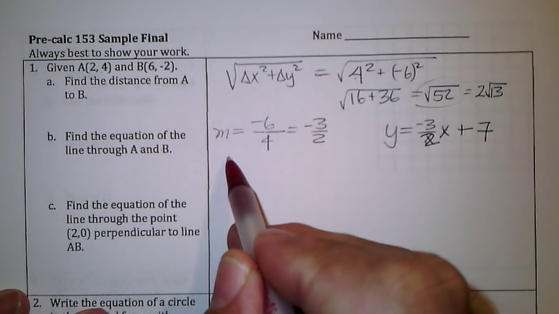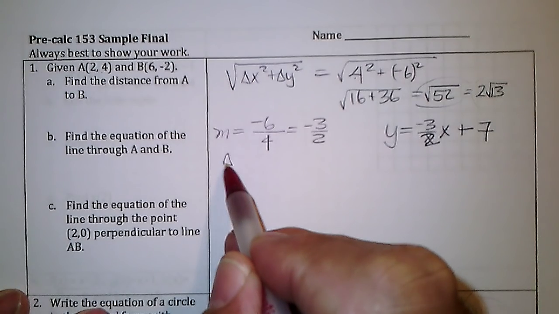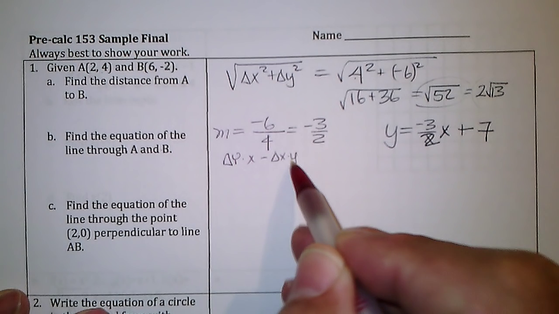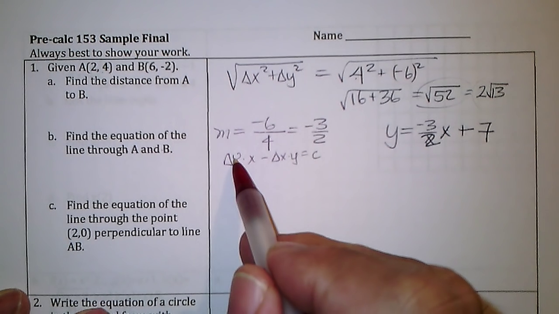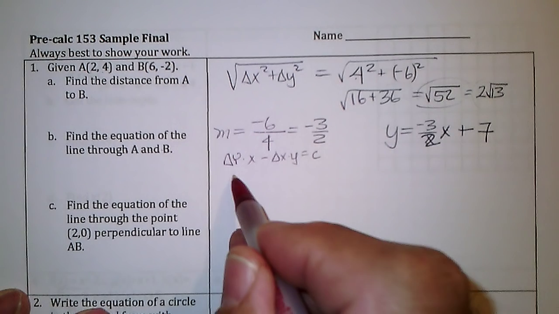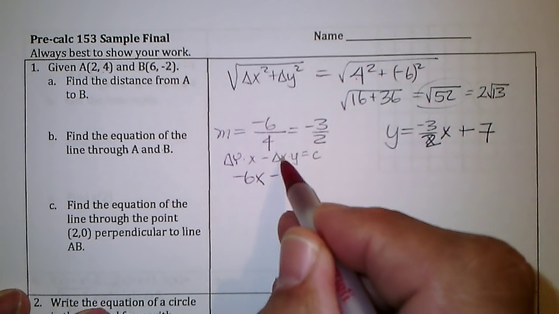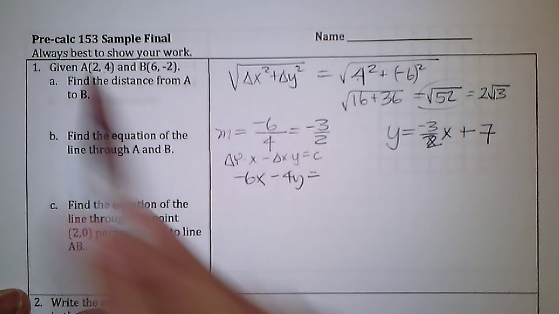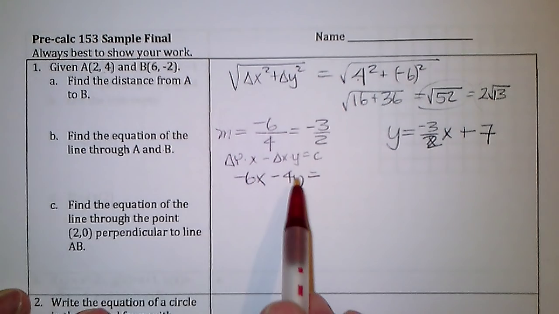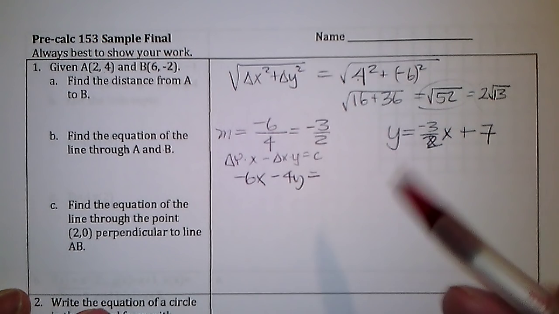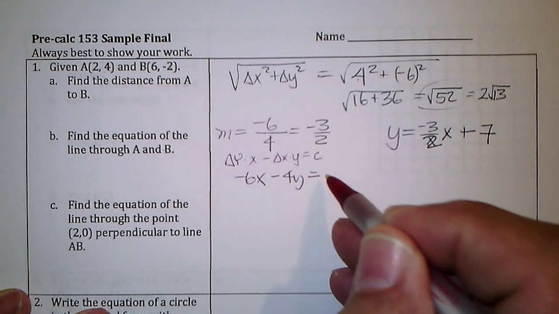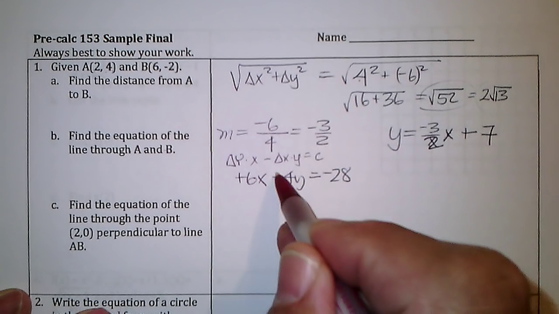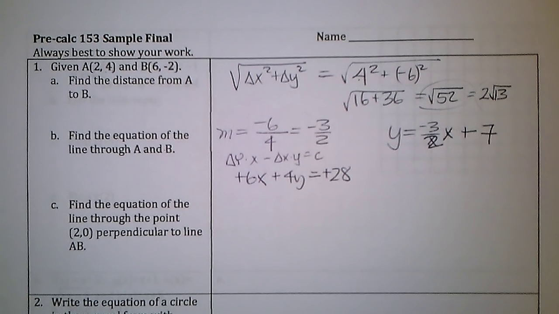If I did it with the change in y times x minus change in x times y equals a constant, that would be negative 6x minus 4y equals, and if I put in the 2, I get negative 12, and 4, I get negative 16. That's negative 28. I can multiply everything by a negative and make it look like that.